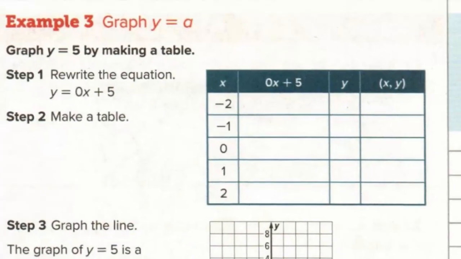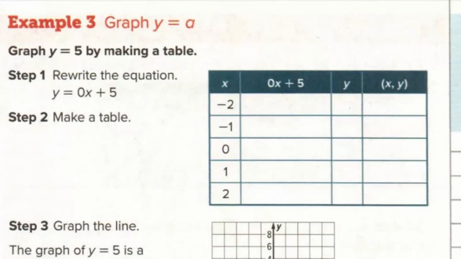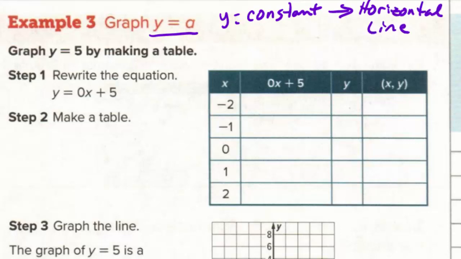For example 3, they want us to graph y equals a. In other words, there's no x value in the problem. Now, what you might want to write down in your foldable, if you have it, and this is actually a repeat of something we've already stated, if we have y equal to a constant, then this is going to create a horizontal line. A little bit of a note there, so y equals a constant.